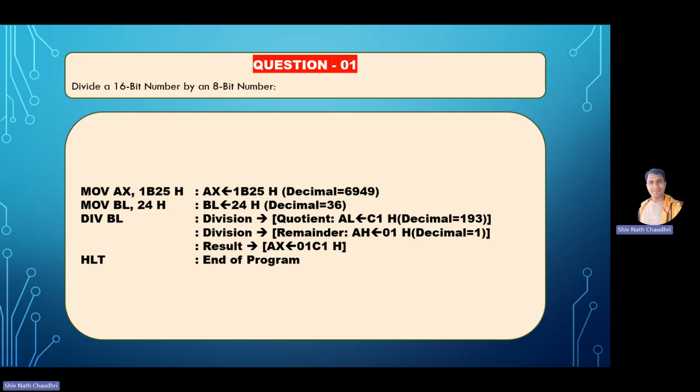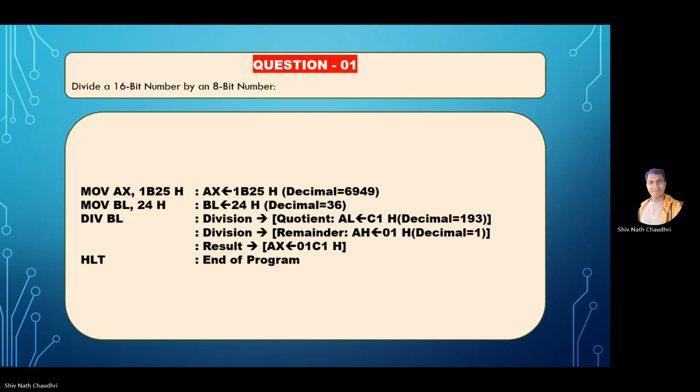After moving the 16-bit number into AX and the 8-bit number into BL, we use the division instruction, which is an arithmetic instruction. When we use DIV BL, it means we are dividing the content of the accumulator by the content of BL. So in this case, we are dividing the hexadecimal number 1B25 by the hexadecimal number 24.